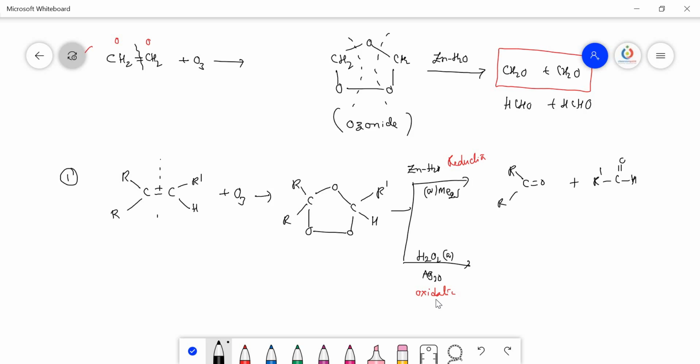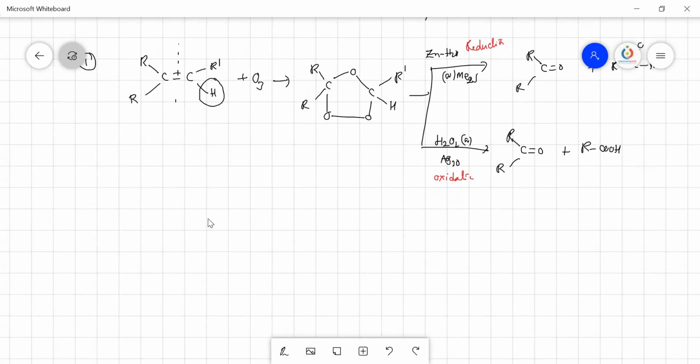But oxidative ozonolysis is not like this. The ketone forms as it is. The aldehyde also will be formed, but once the aldehyde is formed it will be converted to the carboxylic acid. It means if any hydrogen is there, that part will immediately be converted to the carboxylic acid, like this. So this is the main difference between the reductive ozonolysis and the oxidative ozonolysis. Let's try to write down some of the products here.